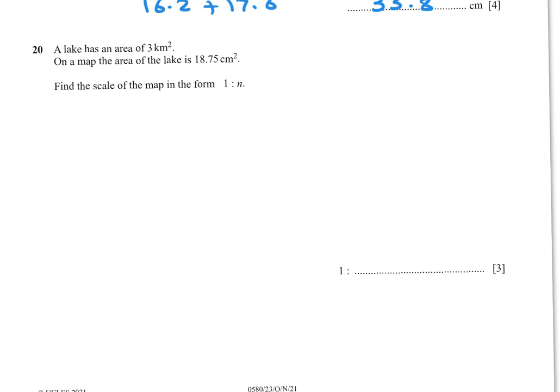Number 20. A lake has an area of 3 kilometers squared. On a map, the area of the lake is 18.75 centimeters squared. Find the scale of the map in the form 1 to n. The map scale is the ratio between the map length and the real length. So we need to find the ratio first between the map area and the real area.